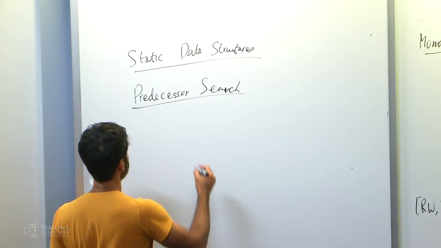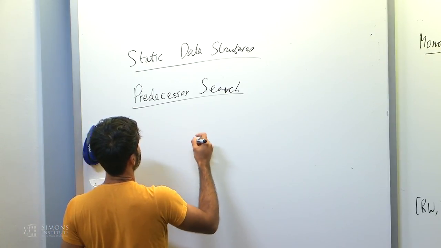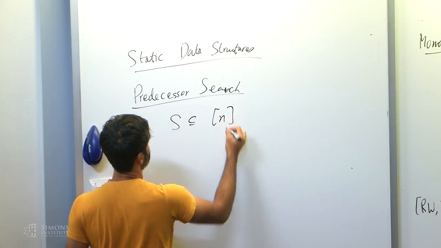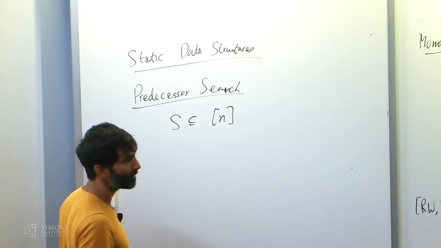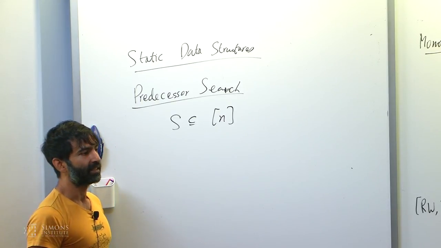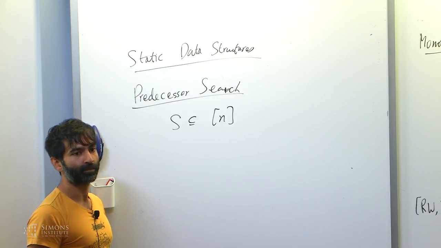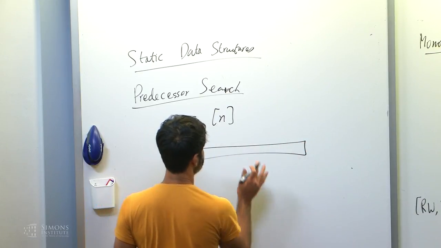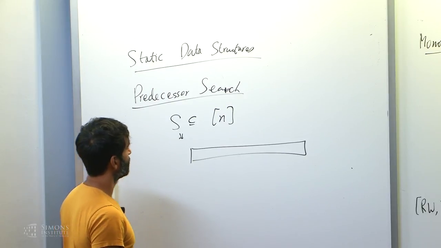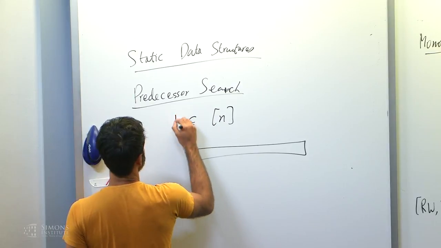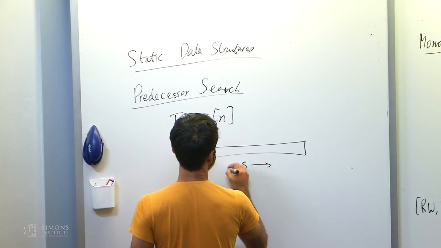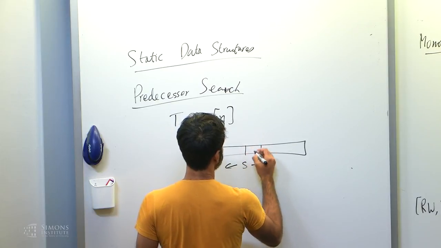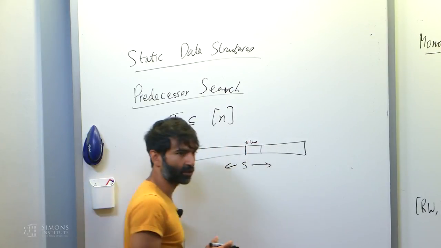So here's the problem. You have some universe of size n, and there's a subset S of the universe 1 through n. And you want to somehow store the subset in a way so that later you can efficiently compute the predecessors of this subset. So you take the subset and you encode it using an array. This is the data structure. Actually, let me call this T, so that I can write S, which is the size of the array, the space used by the data structure. And usually there is a parameter W, which is the number of bits stored at each location.